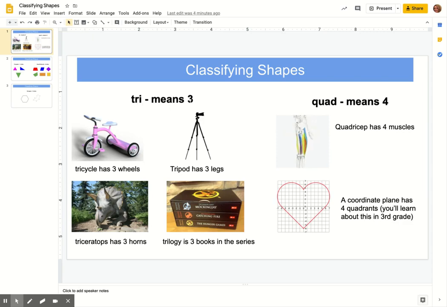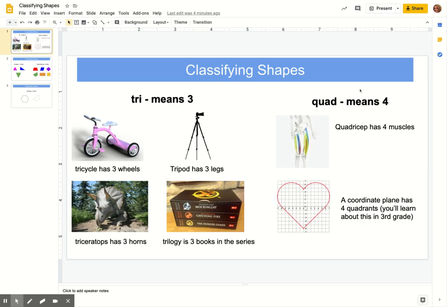Tri means three. So I gave you some examples, like a tricycle has three wheels. A tripod has three legs. A triceratops has three horns. And a trilogy, you see, it doesn't say trilogy, but you see the tri there in the beginning, TRI, is 3 books in a series. So anytime you see TRI, that typically means 3.